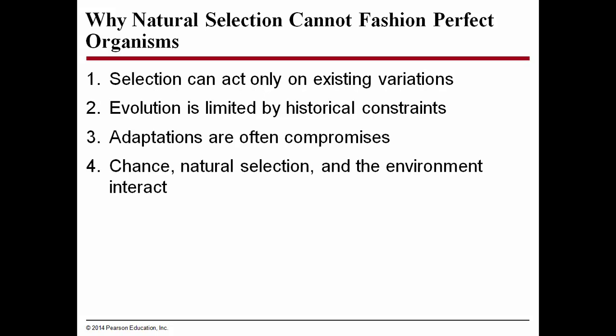Why can natural selection not fashion perfect organisms? Selection can act only on existing variations. Evolution is limited by historical constraints. Adaptations are often compromises. Chance, natural selection, and environment interact.